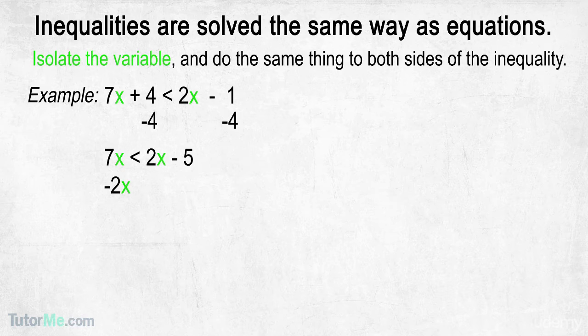Now, let's subtract 2x. Remember, we're choosing 2x because we don't want a negative coefficient in front of the variable. This leaves us with 5x is less than negative 5. Now to complete our variable isolation, we'll divide each side by 5. And now we have our answer. X is less than negative 1.